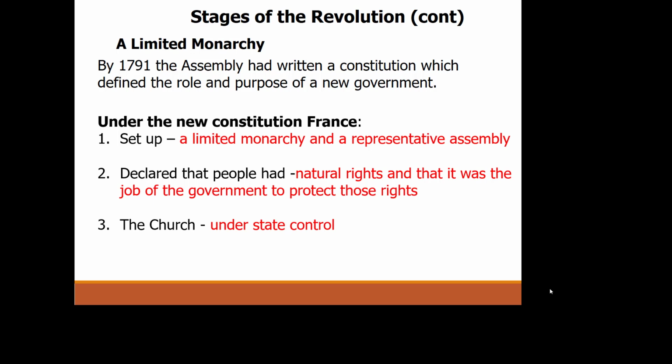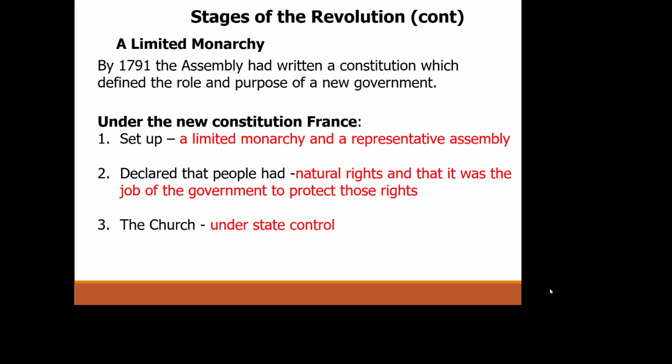So, where we leave off? We left off talking about the stages of the revolution, and we need to get a little bit farther into talking about Napoleon before we can do the next activity I've got for us. So, we had a National Assembly.